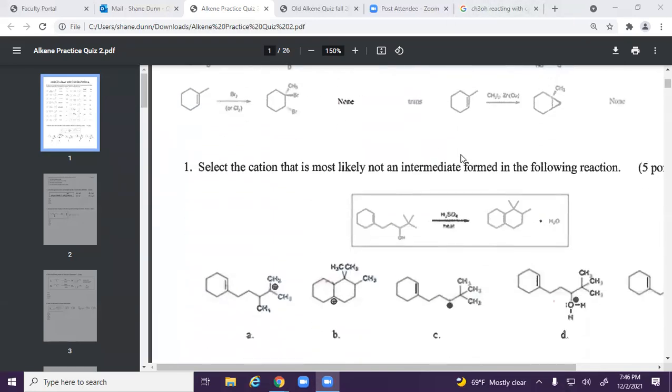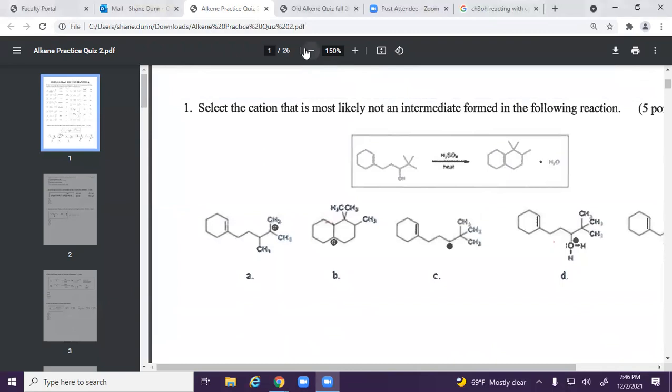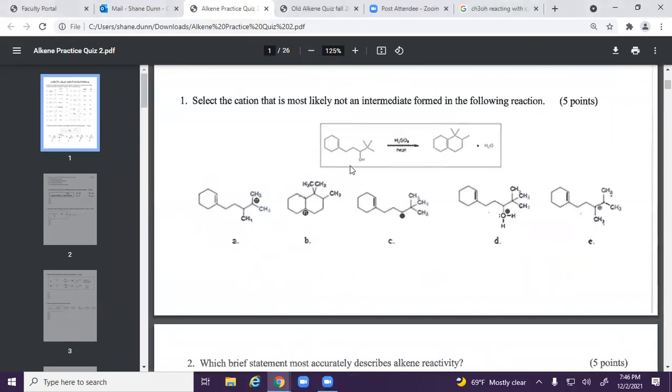I'm going to come back up here every once in a while, but we're going to look at this one first. Select the cation which is most likely not an intermediate of the following reaction. Keyword is not. So it looks like a double bond is here, and we're adding H2SO4. What is H2SO4? An acid.